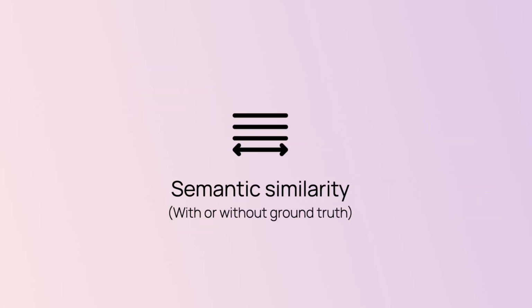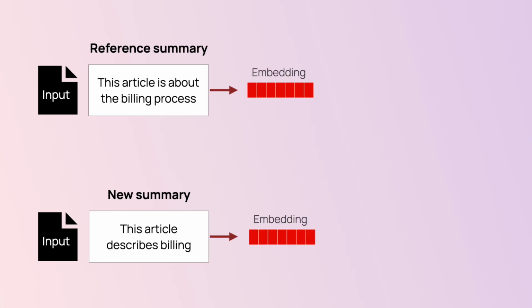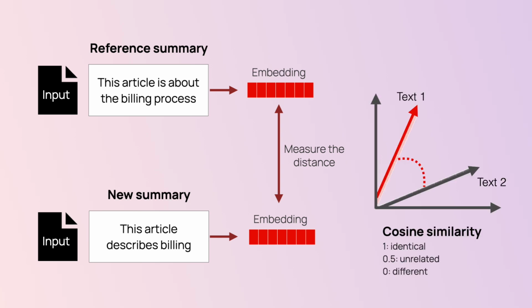The next method is more interesting. Semantic similarity uses pre-trained embedding models. These models transform text into vectors that represent their meaning. You can then compare two texts by calculating the distance between the vectors. A common method is cosine similarity. When normalized, it gives a score between 0 and 1. A score of 1 means identical meanings, 0.5 is unrelated, and 0 means opposite meanings. That's the idea behind semantic similarity checks.